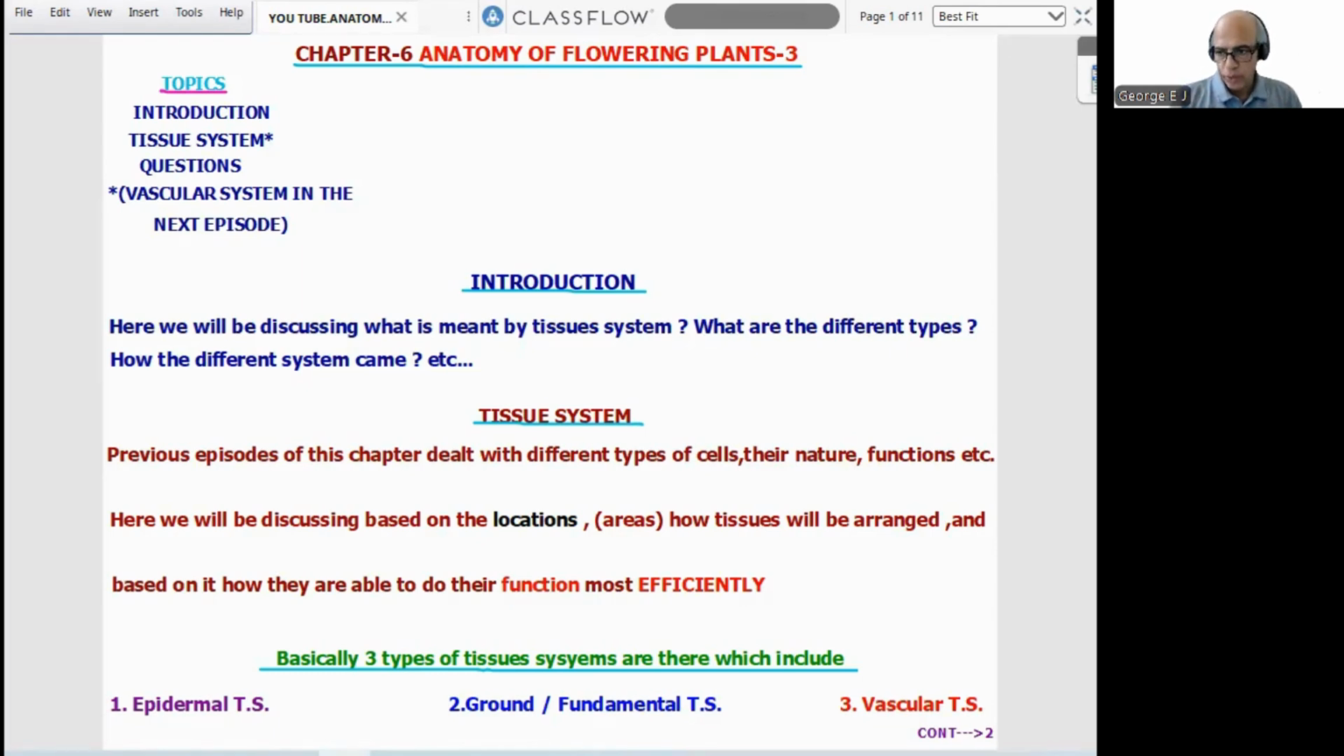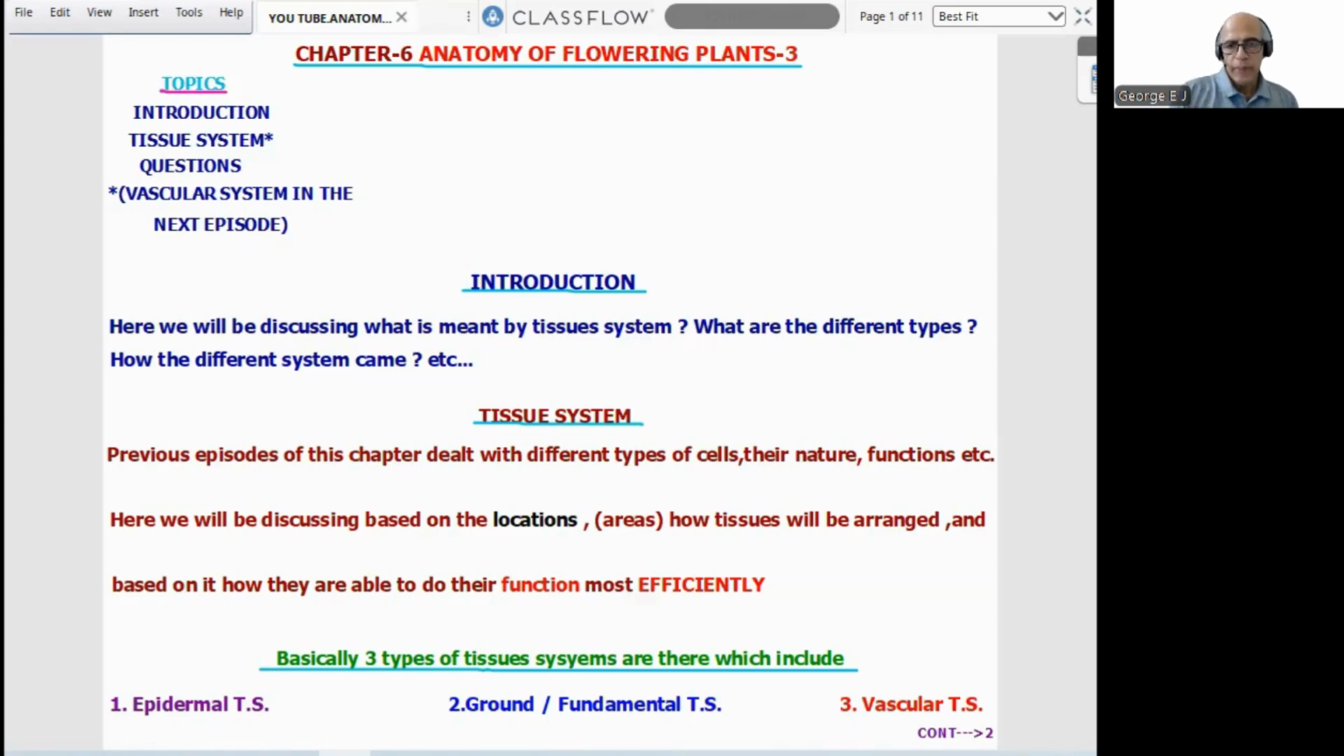As an introduction of this area, see, previous episodes of anatomy dealt with the different types of cells. And here we'll be discussing what is meant by the term tissue system. What are the different types? How the different types of systems came? All these aspects will be introduced in this episode. So we can enter tissue system.